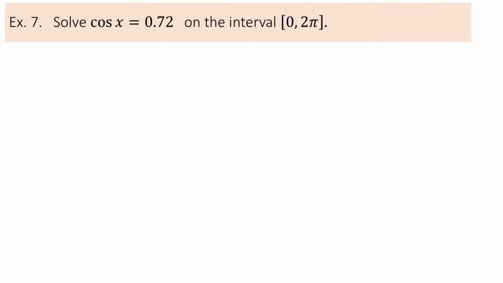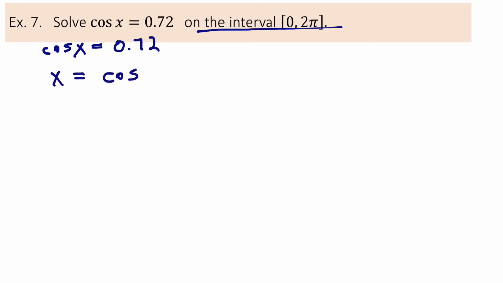So this is a similar type of problem. We're asked to solve a cosine equation where the cosine of the angle x is equal to positive 0.72. So we want all solutions on the interval 0 to 2 pi. If we take the inverse cosine of both sides, we're going to get the angle x is equal to the inverse cosine of 0.72.